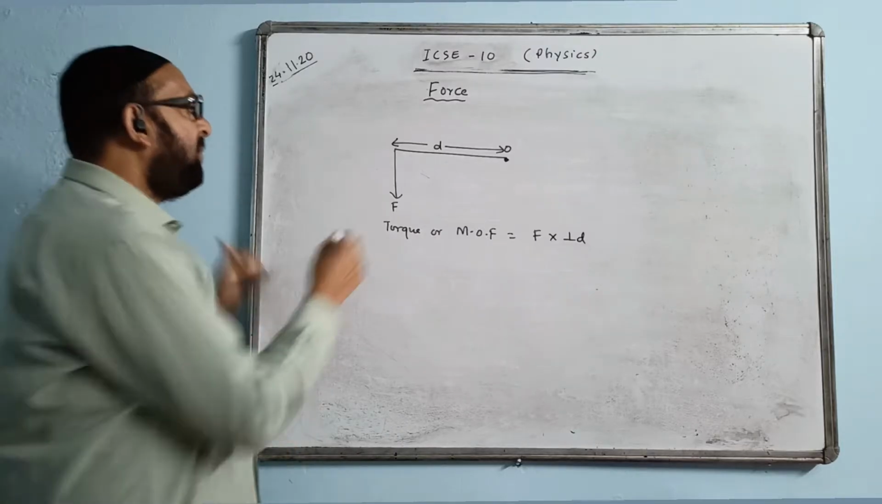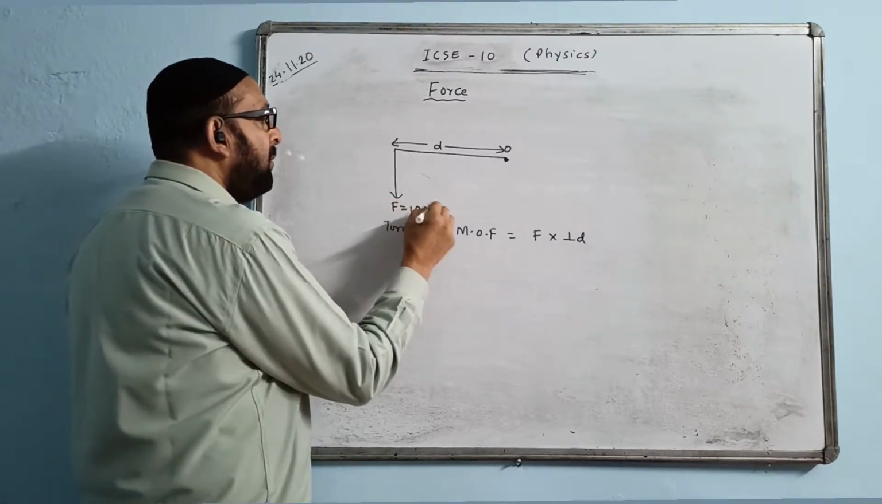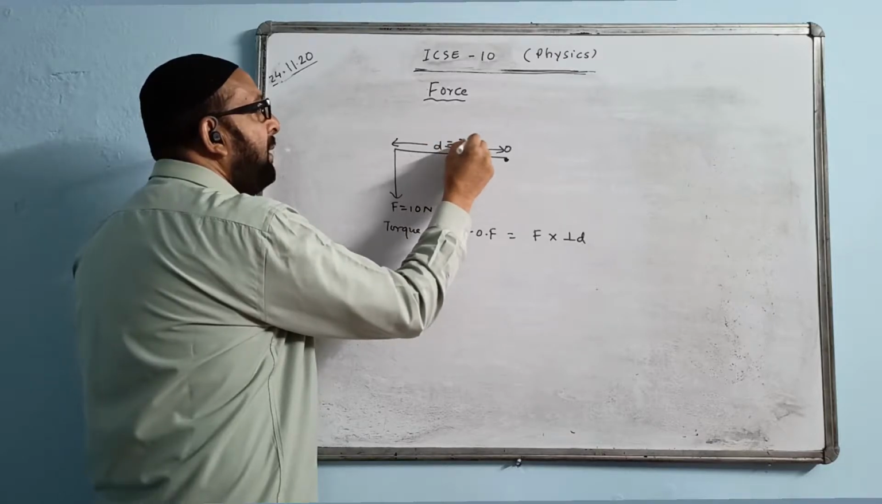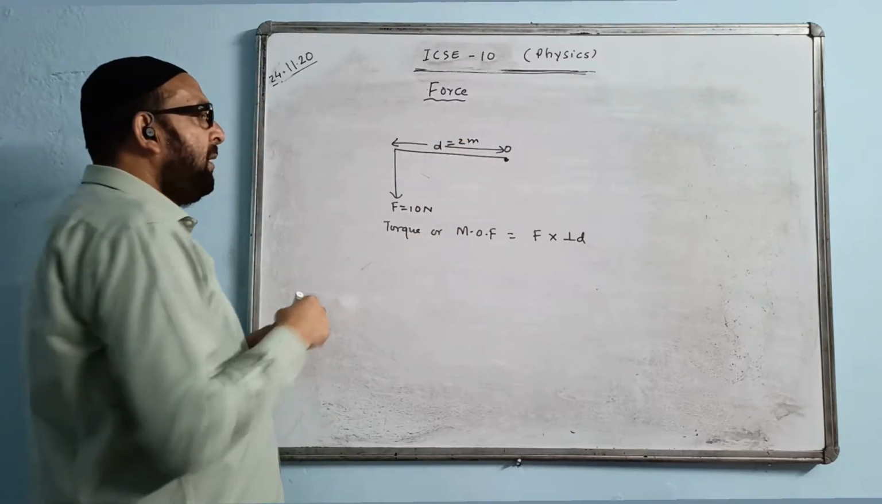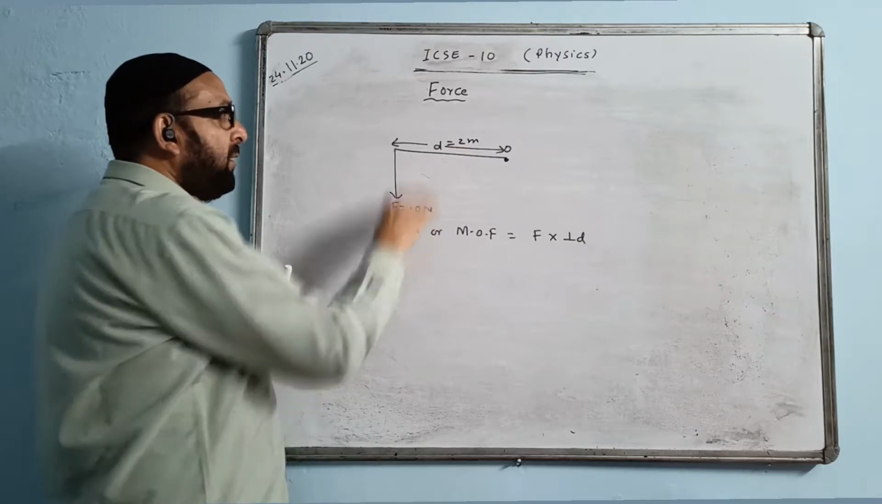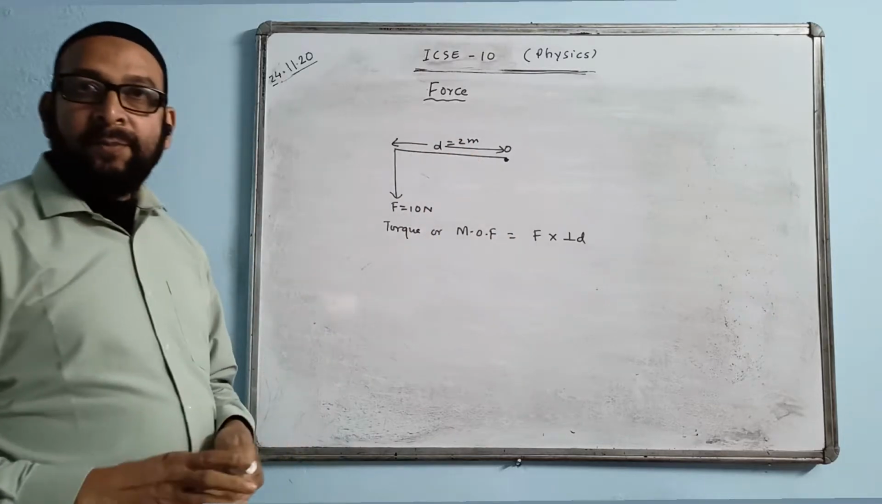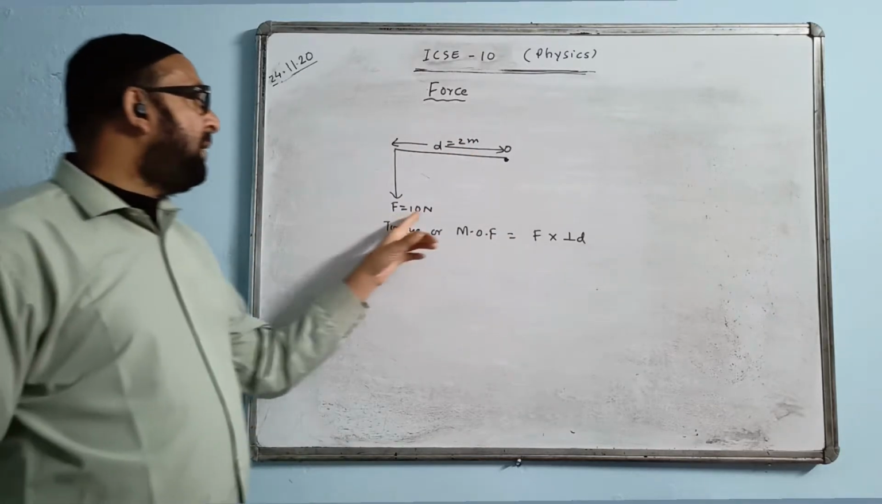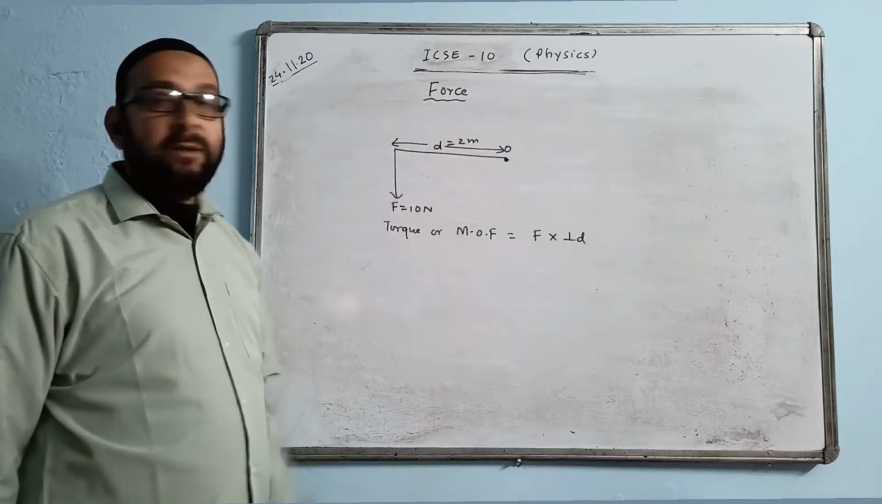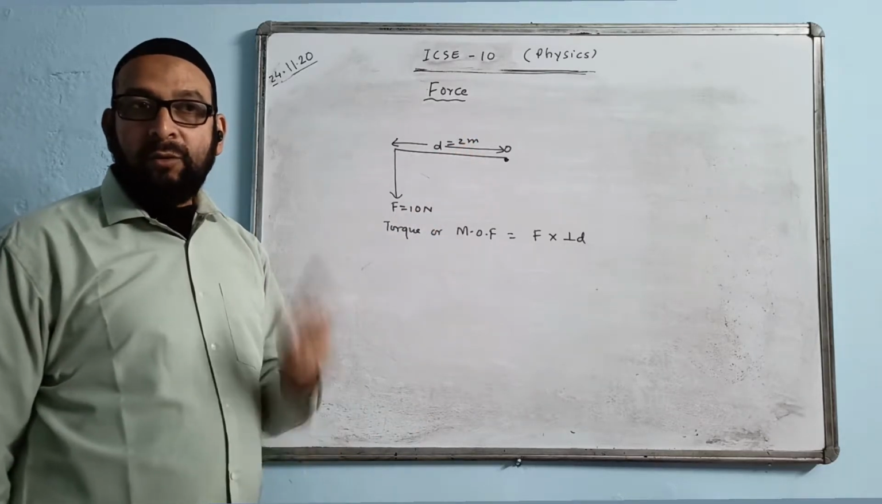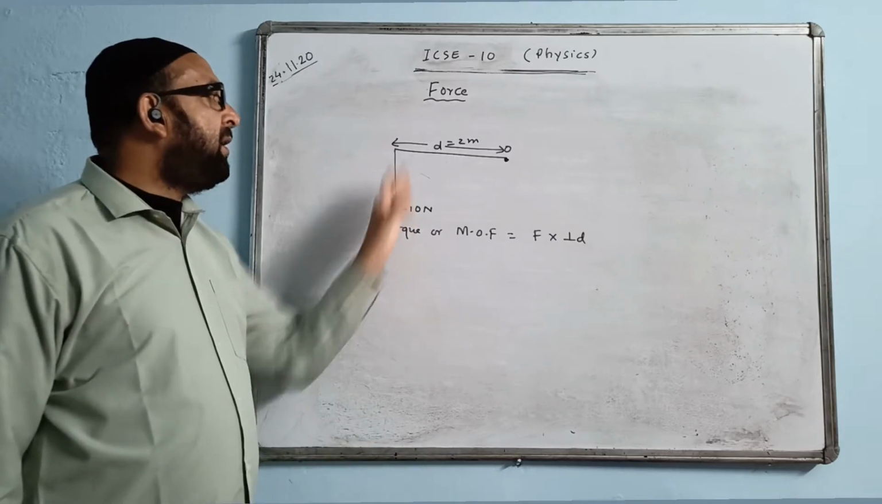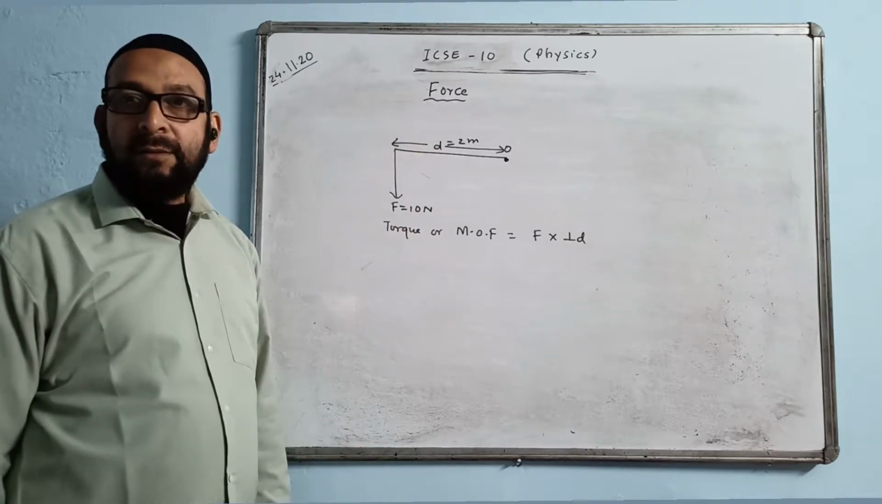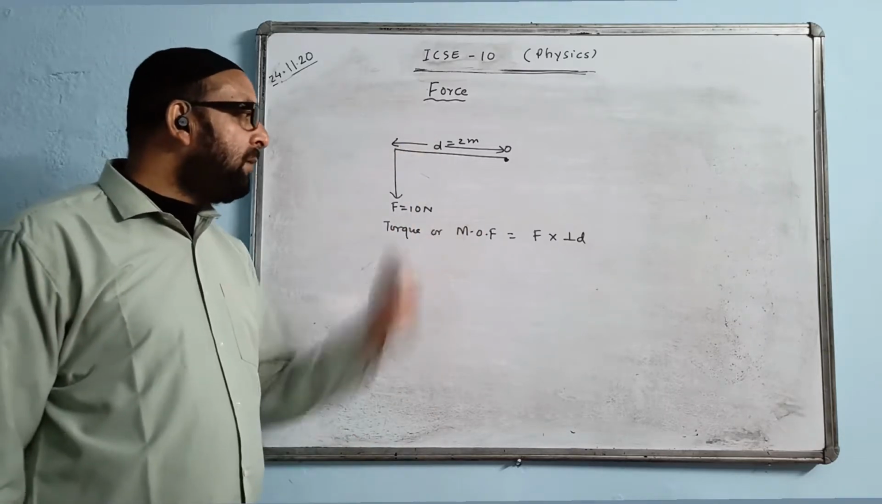One simple example: the force value is suppose 10 Newton and the distance is 2 meter. So how much is the value of torque? 10 multiplied by 2 is 20. The unit will also be multiplied. Newton and meter multiplied, so the unit will become Newton meter. We say 20 Newton meter. That is the answer. Very simple.